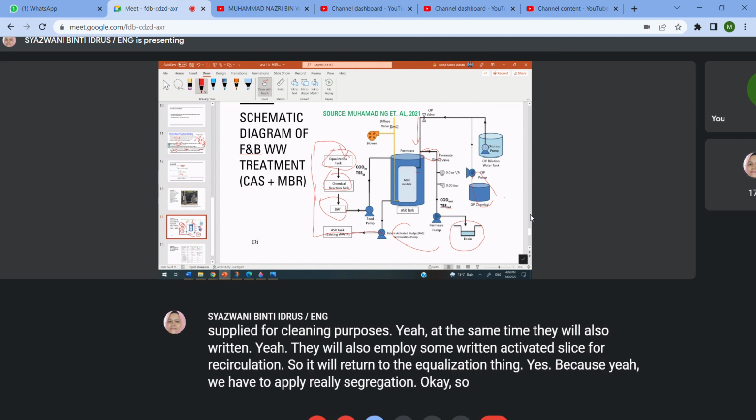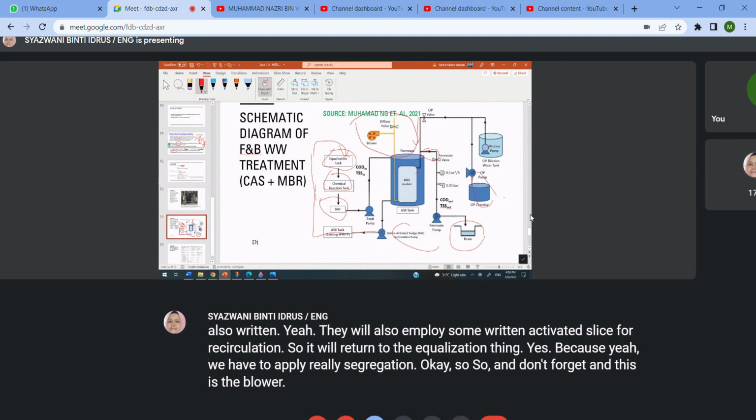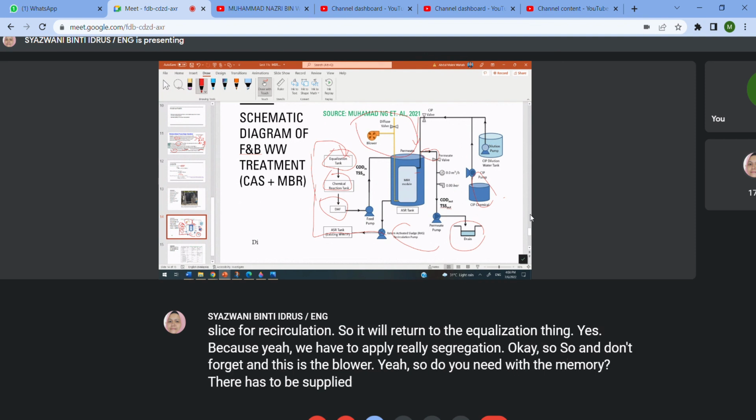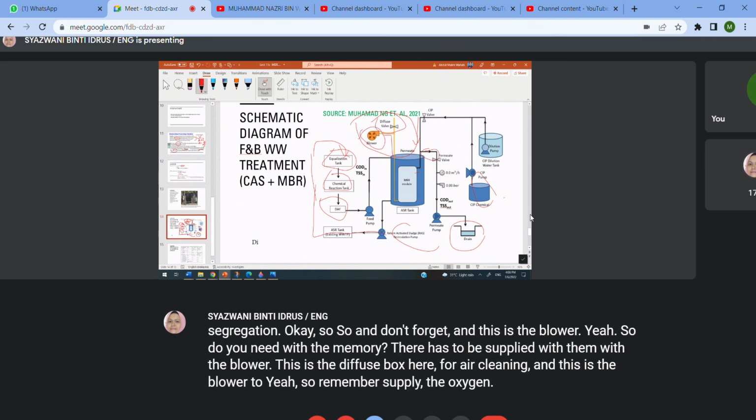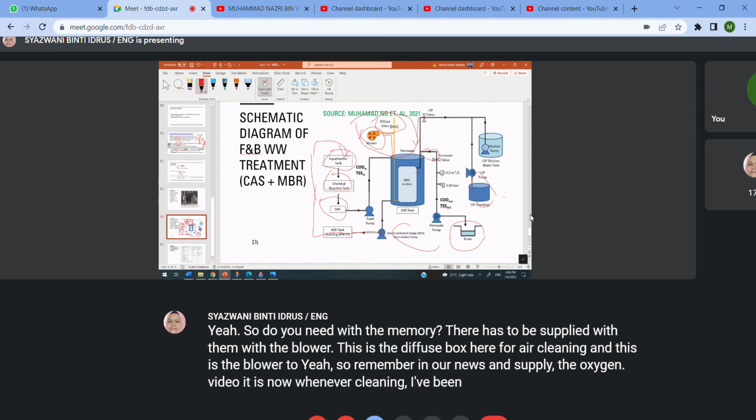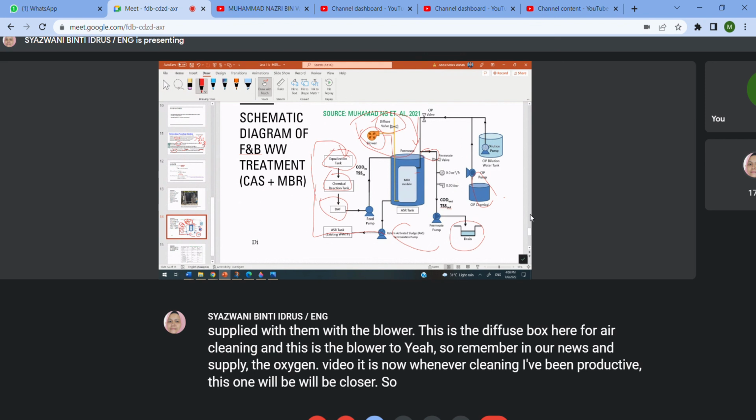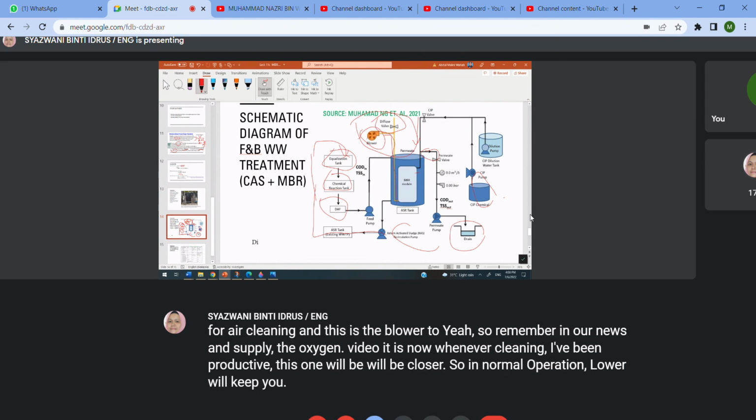And don't forget, this is the blower. The unit with the membrane bioreactor has to be supplied with a blower. This is the diffuser valve for air cleaning, and this is the blower to supply the oxygen. Remember in our notes, in our video just now, whenever cleaning is being conducted, this one will be closed. So in normal operation, the blower will keep working, except during cleaning.